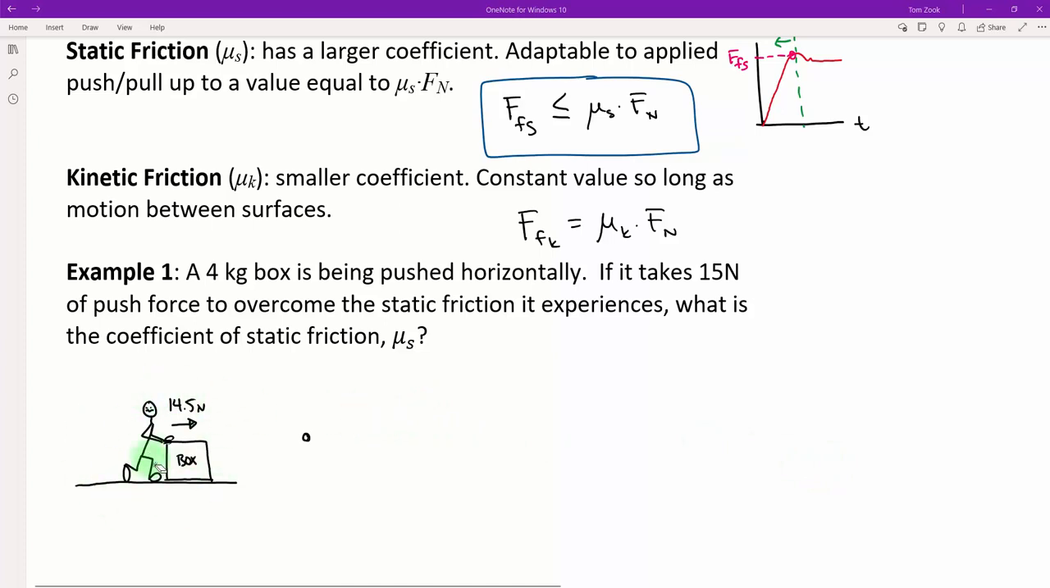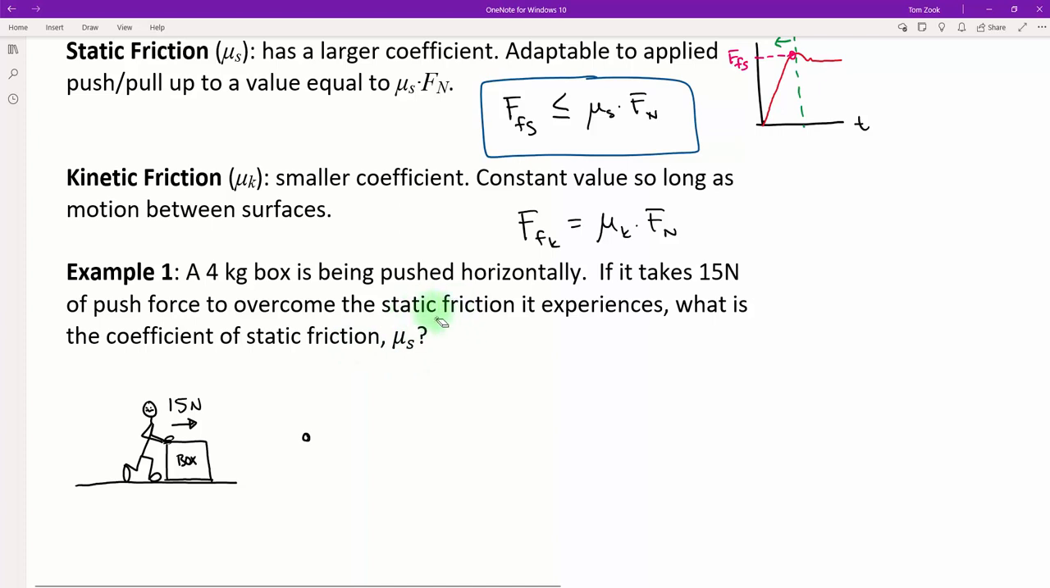Let's say we got this grimacing person right here. They have a 4 kilogram box and it's being pushed horizontally. If it takes 15 newtons of push force, realize that says 14.5, let's fix that. If it takes 15 newtons of push force just to overcome static friction.